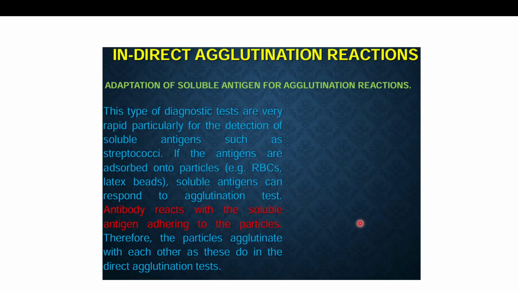And then there are indirect agglutination reactions, which is adaptation of soluble antigen for agglutination reactions. This is again a type of diagnostic test which is rapid and used for detecting soluble antigens like streptococcus bacterial agents. If the antigens are adsorbed onto particles like RBCs or beads, soluble antigens can respond to agglutination test. So the antibody reacts with the soluble antigen adhering to the particles. Therefore, the particles agglutinate with each other as these do not do in the direct agglutination tests.